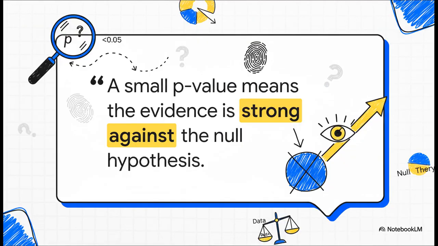So here's the bottom line. The one thing you really need to remember. A small p-value means our data is really surprising. It's very unlikely we'd see this data if there was truly no effect. And that surprise? That's exactly what we're looking for as detectives. It's strong evidence against that innocent until proven guilty story.